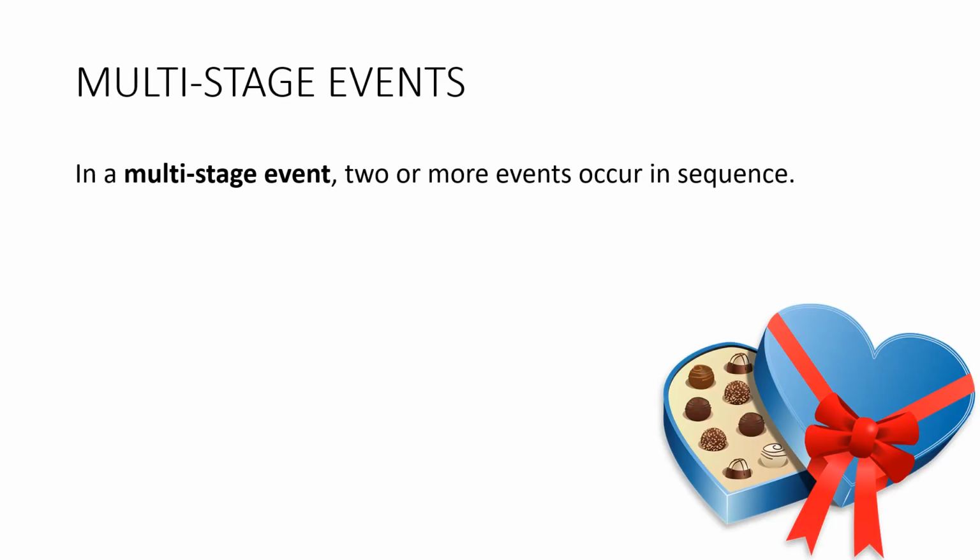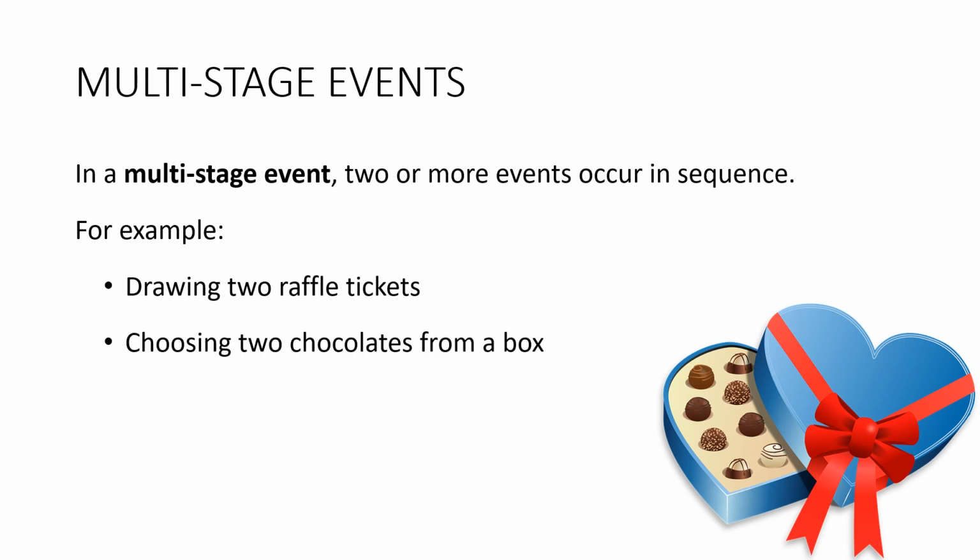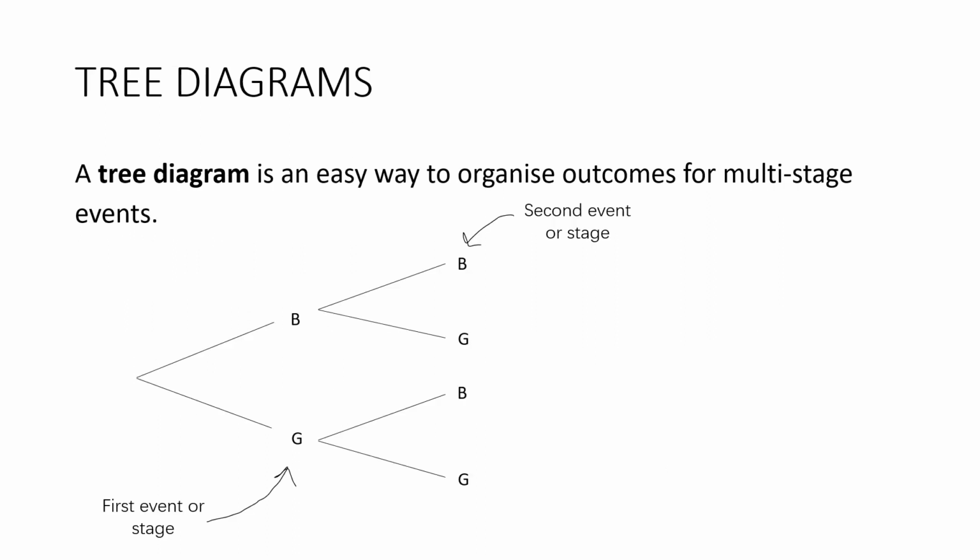Now a multi-stage event, it's a compound event, but the 2 or more events occur in sequence. For example, we might draw 2 raffle tickets, or we might choose 2 chocolates from a box, or we might note the sex of 3 children in a family. And a tree diagram is a really good way to organise outcomes for multi-stage events.